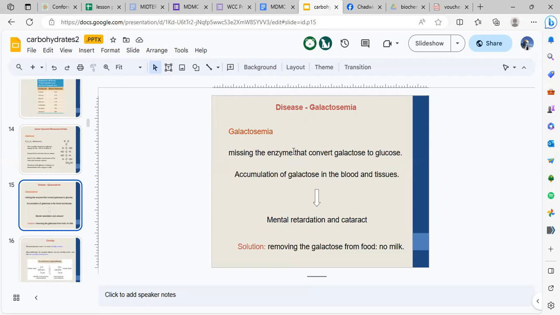Okay, this is hereditary since your DNA doesn't have the code to make the correct enzyme that converts galactose to glucose.